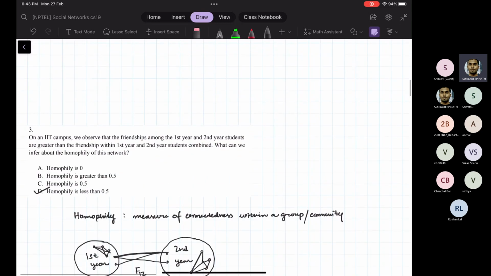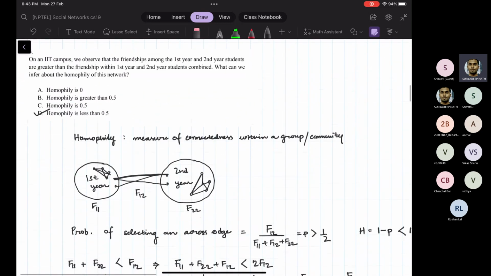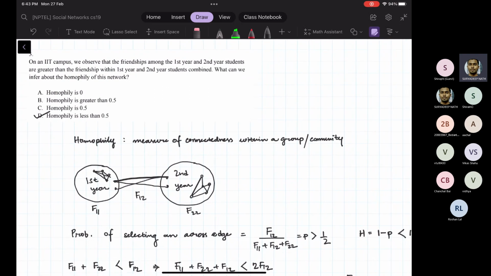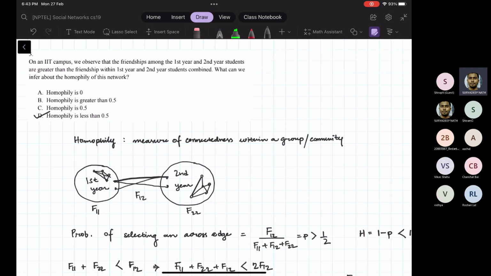Question 3. Someone is asking about question 3. Question 3 says that on an IT campus, we observed that friendships among first year and second year students are greater than friendships within first year and second year students combined. What can we infer about the homophily of the network? You have first year students and second year students. Homophily is a measure of connectedness within a group or community.